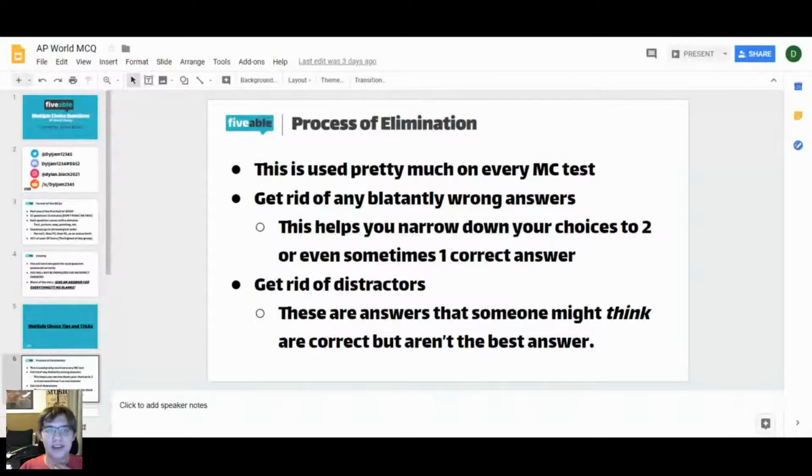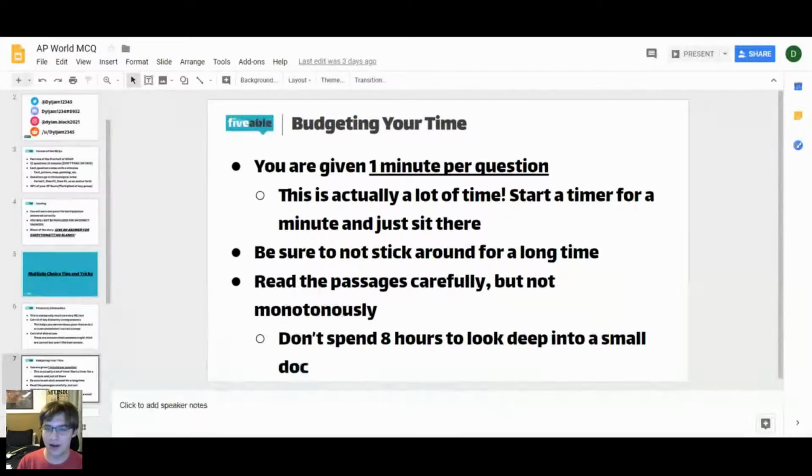Budgeting your time. This is definitely a really important skill to have on the exam, because unless you are a special case, you don't get infinite time. You're given, if you just divide, 1 minute per question on average. So it's actually a lot of time. Be sure not to stick around a question for a really long time. If you need to spend a few extra seconds on a question, don't kill yourself over it.